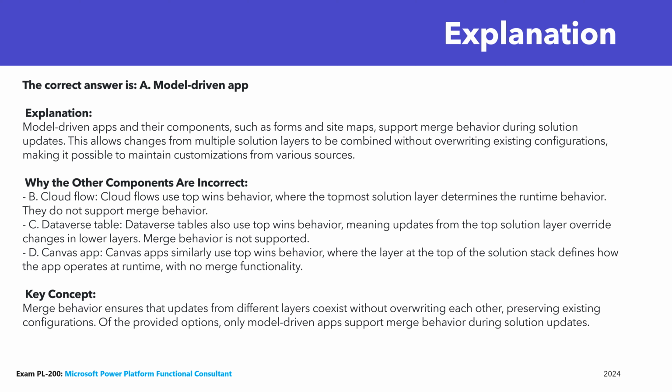D, Canvas app. Canvas apps similarly use top wins behavior, where the layer at the top of the solution stack defines how the app operates at runtime with no merge functionality. Key concept: merge behavior ensures that updates from different layers coexist without overwriting each other, preserving existing configurations. Of the provided options, only model-driven apps support merge behavior during solution updates.